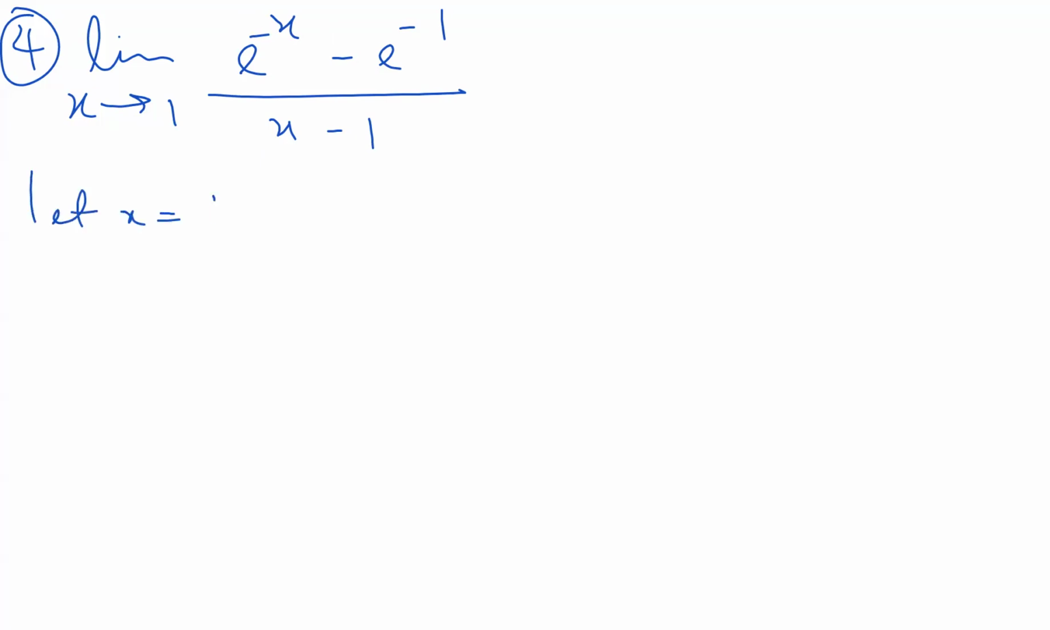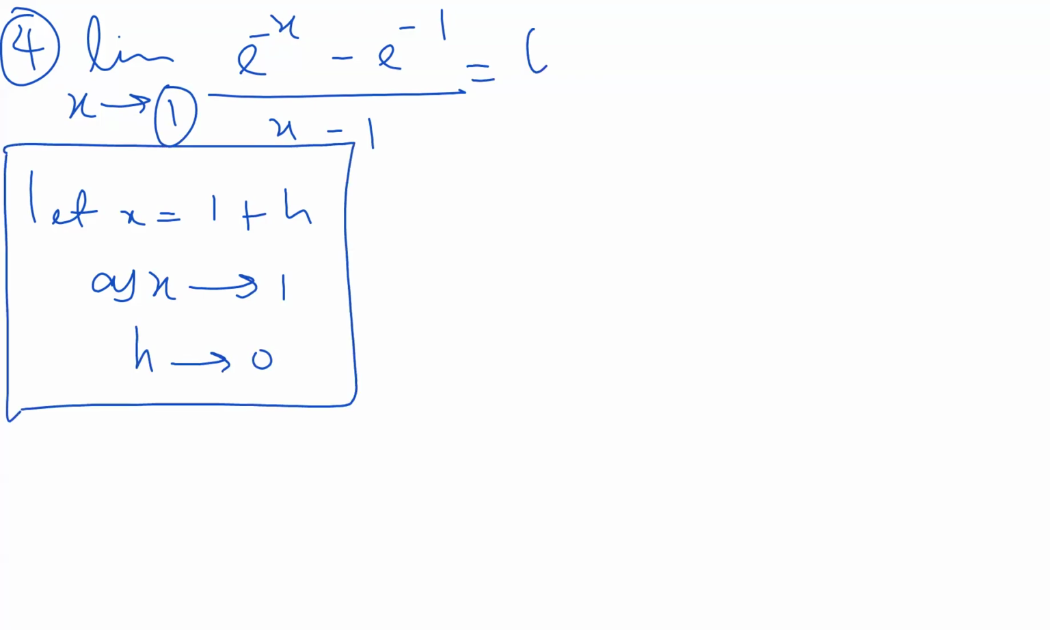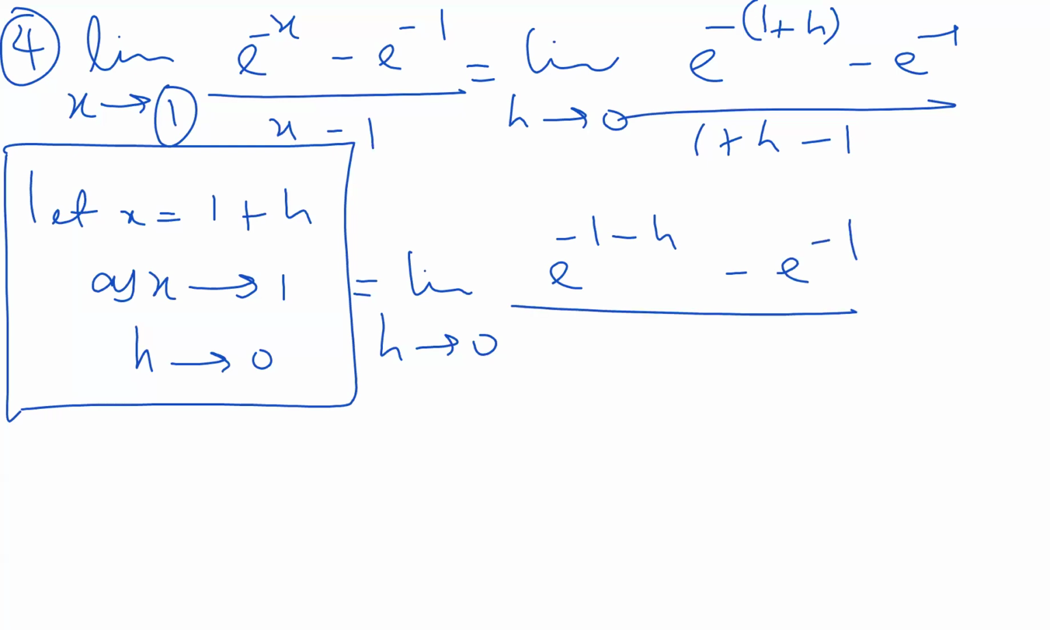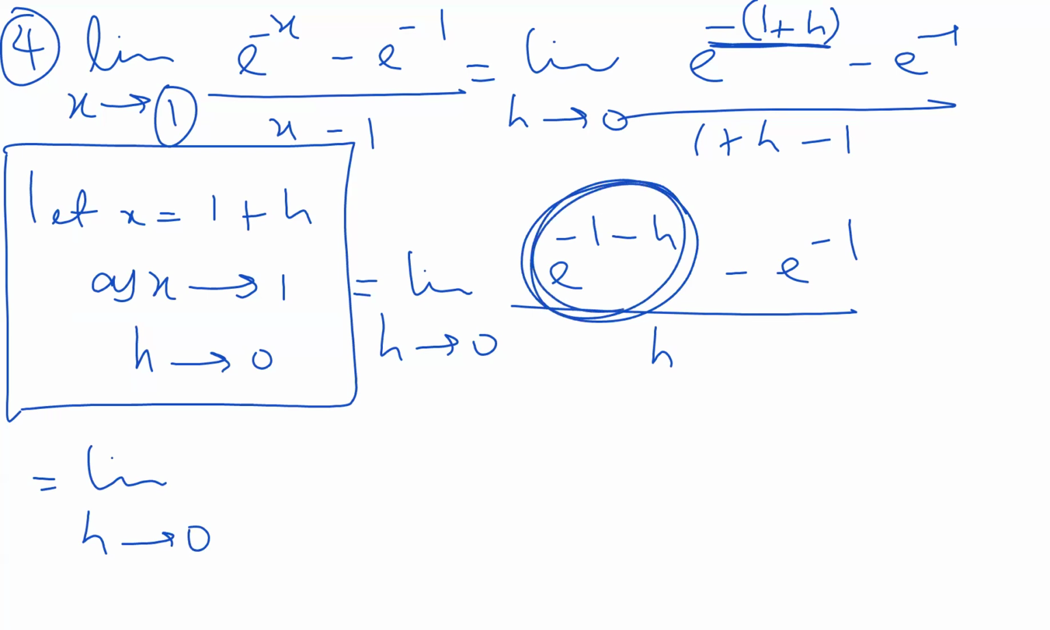Let x is equal to 1 plus h. As x approaches 1, h will approach 0. Limit h approaching 0, e raised to minus of 1 plus h minus e raised to minus 1, upon 1 plus h minus 1. That is e raised to minus 1 minus h, minus 1. Multiply this minus with both the terms. Indices.